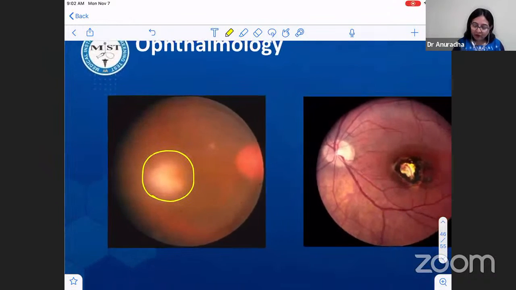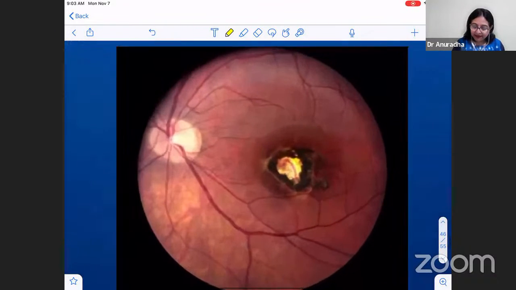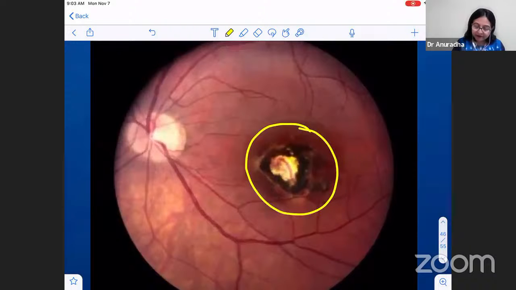Another additional point I want to let you know is that when toxoplasma heals, it can leave a punched out scar in the retina. In uveitis, beta, the vitritis is so severe. Toxoplasma is a uveitis only, and this is the only condition in which vitritis is so severe. Usually you will see a single lesion in the macula. Toxoplasma is a type of posterior uveitis.